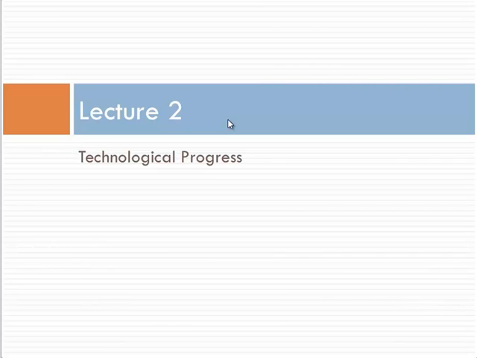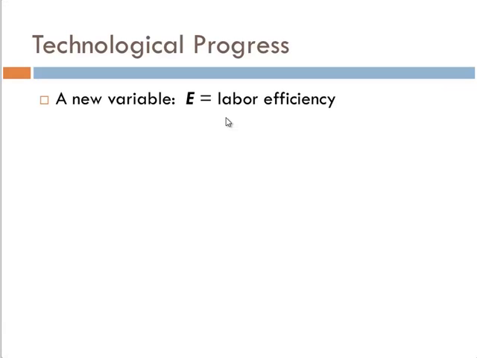That'll be the ultimate result, but we do need to be able to justify why we add one more term to the break-even function. So I'm going to take a little bit of a meandering tour to get there, but I'll try to be as concise as possible. So, technological progress, we need a new variable. A new variable is going to be E, labor efficiency.